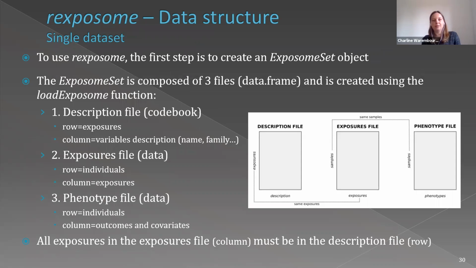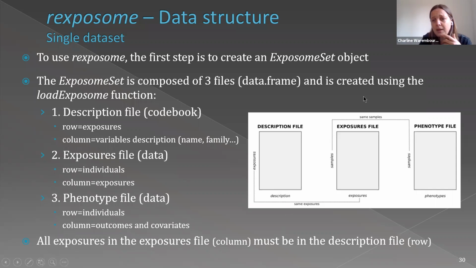So the data structure is a bit important to use rexposome. The first step you have to do is to create what we call an exposome set object. This exposome set is composed of three different files. You have a description file, which is the file I showed you previously with all the variable names, the transformation used, the family of exposure, and so on.